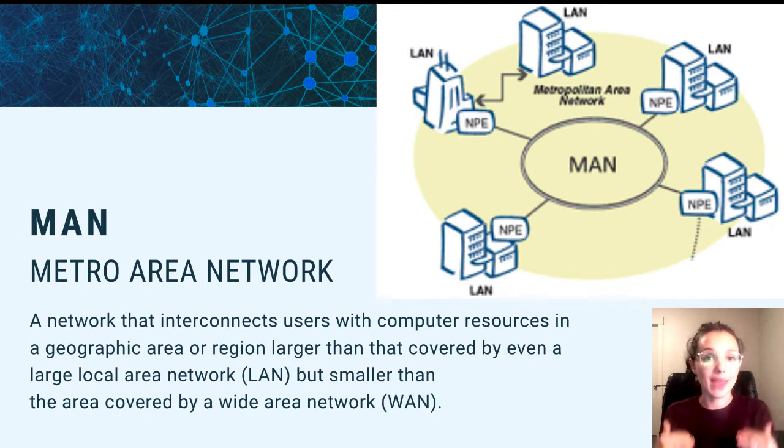Next we have a MAN, so that's a metro area network. Now a MAN is going to be the same thing as a LAN or a WAN, only this one is going to be concentrated in a city. Hence the name metropolitan or metro area network. It's the same idea, just a smaller version of a WAN and a larger version of a LAN.